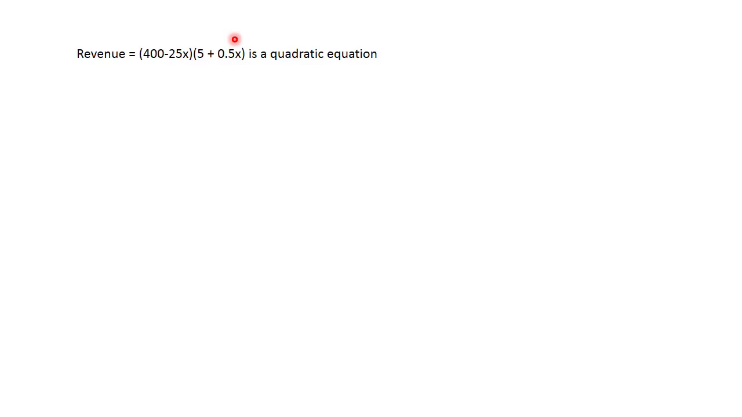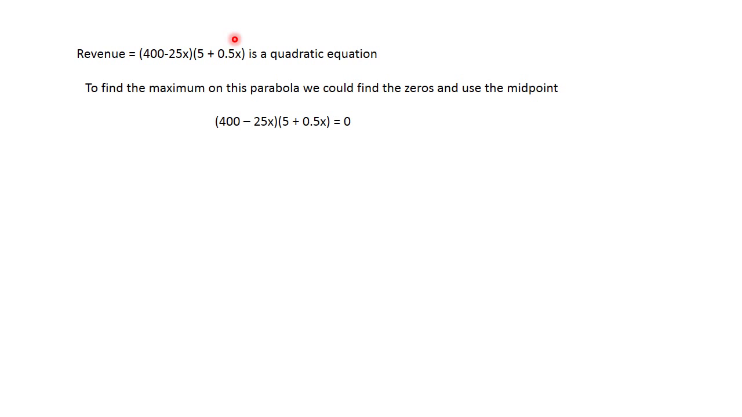So what we need to do now is to see if we can figure out where the maximum is of this revenue, this quadratic equation. And since it's in factored form, we can find the zeros. And if we find those zeros, then we can use the midpoint to figure out where the maximum is, because that midpoint is our axis of symmetry. Remember the axis of symmetry? So let's find those zeros.